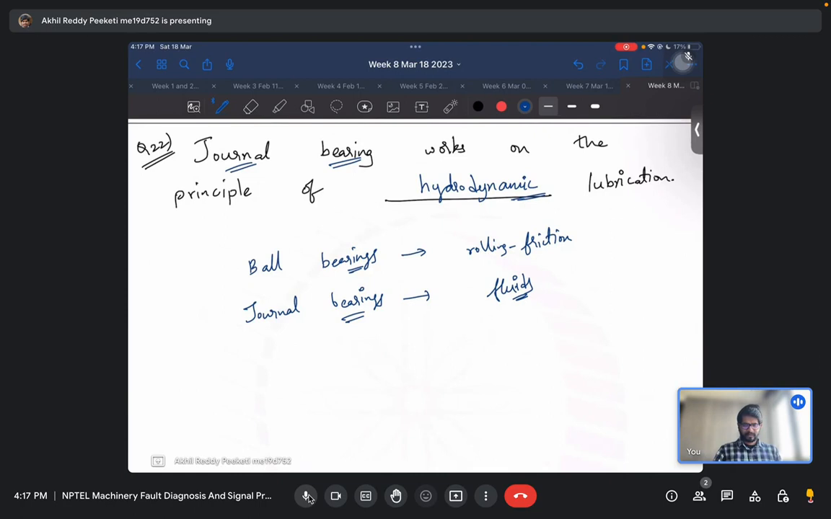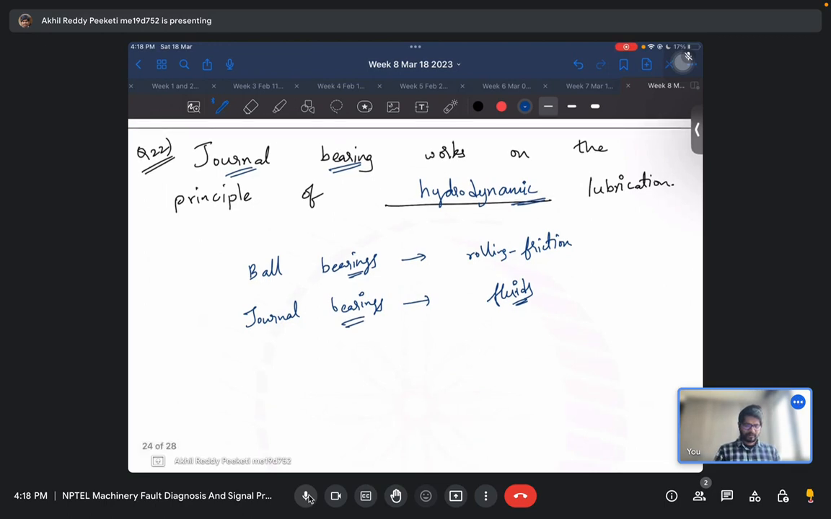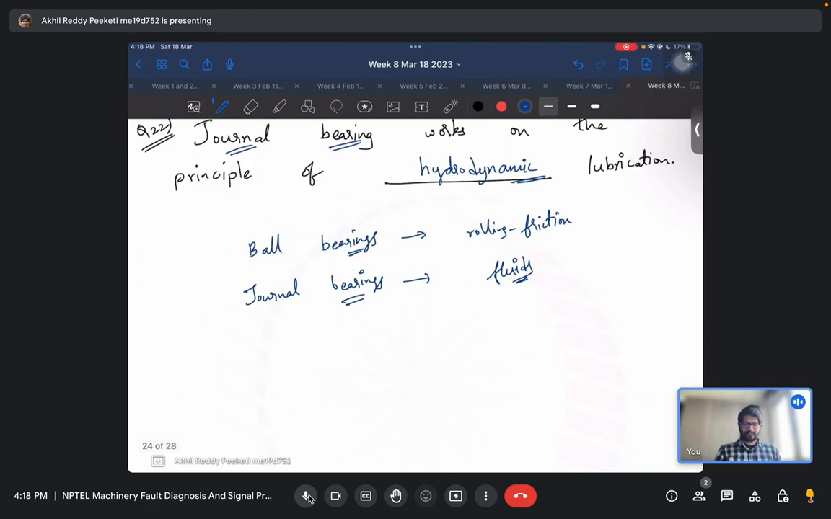Next we have bearings. Journal bearings work with fluids between the shaft and the next connected system, so they work on the principle of hydrodynamic lubrication. If you have ball bearings, they work on rolling friction, where the friction between the connection is very minimized.